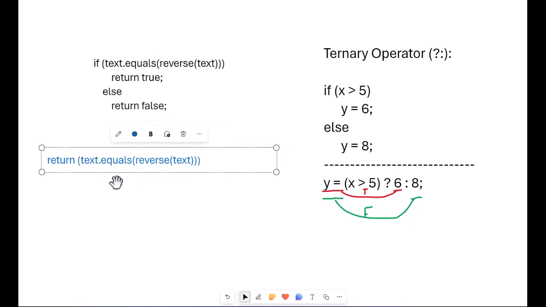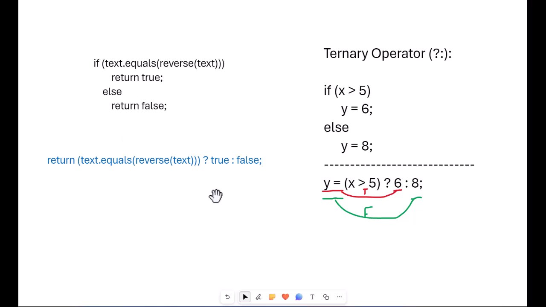You see, I need to return either true or false. So I test this condition. If this condition is true, I return true. Otherwise, I return false. This is the ternary operator. Well, one best way to write it.